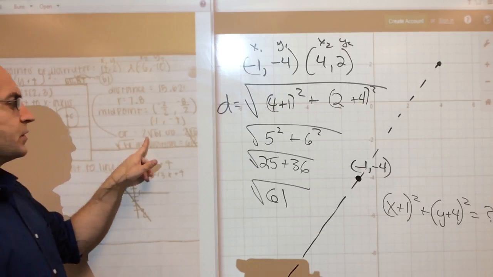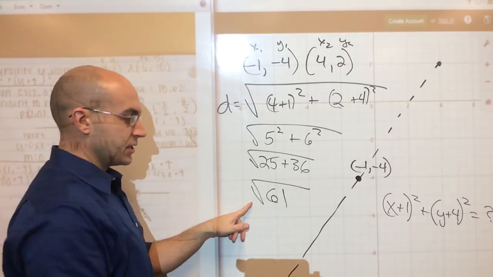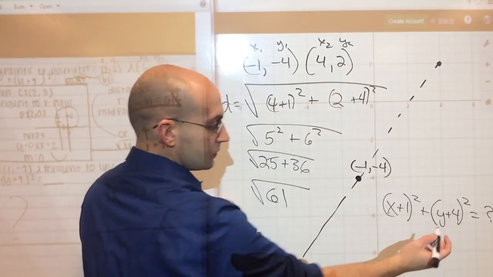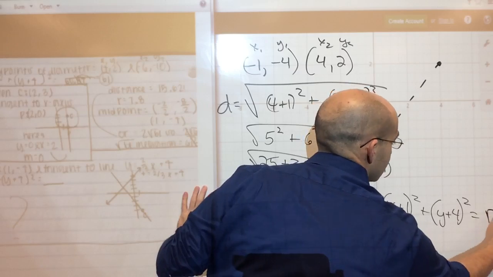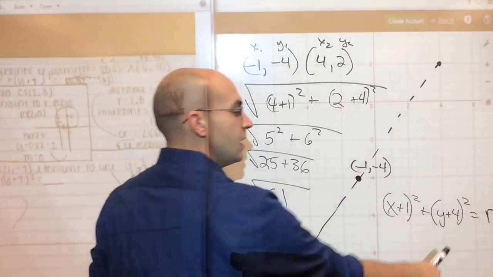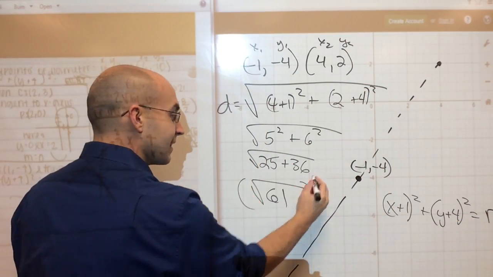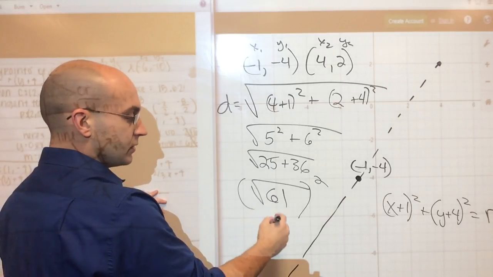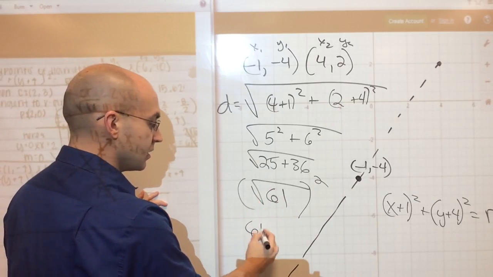I don't know what the 2's out there. But this is the square root of 61. But remember, it's radius squared. Hopefully you can see that. Well, you can't, sorry. But it's radius squared, so if I'm squaring this, the square of a square root is just the number underneath. So this is just going to be 61.